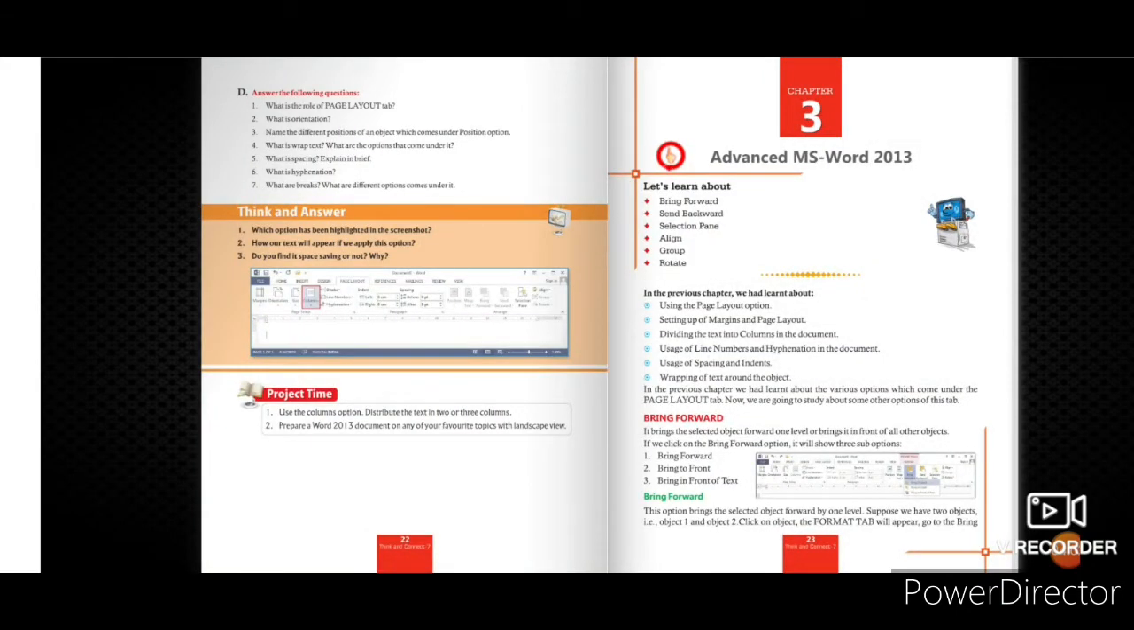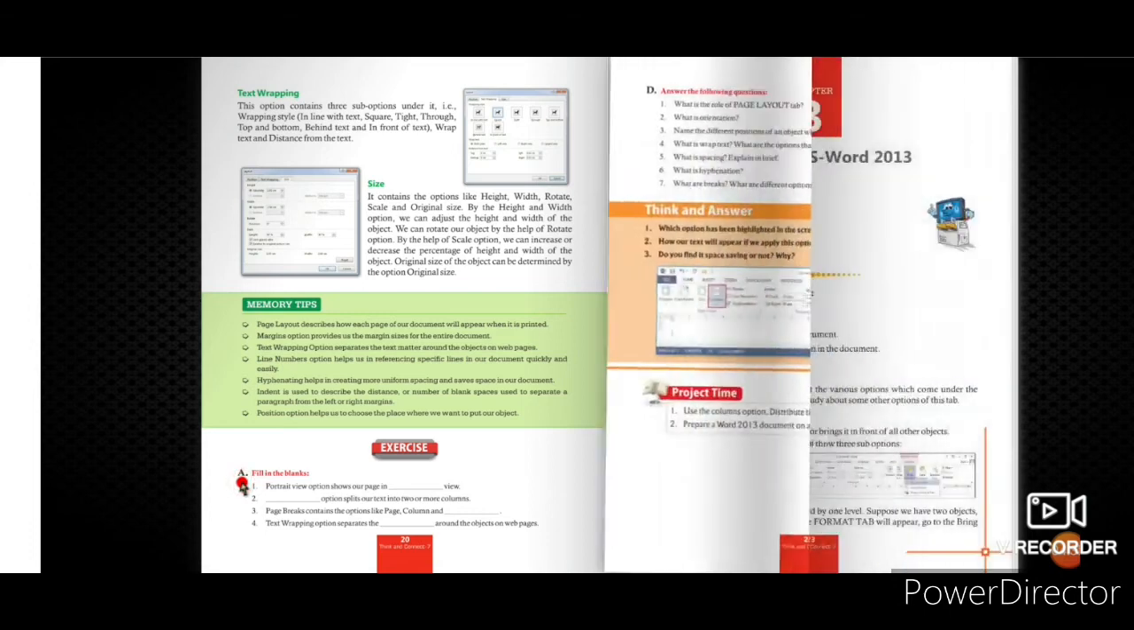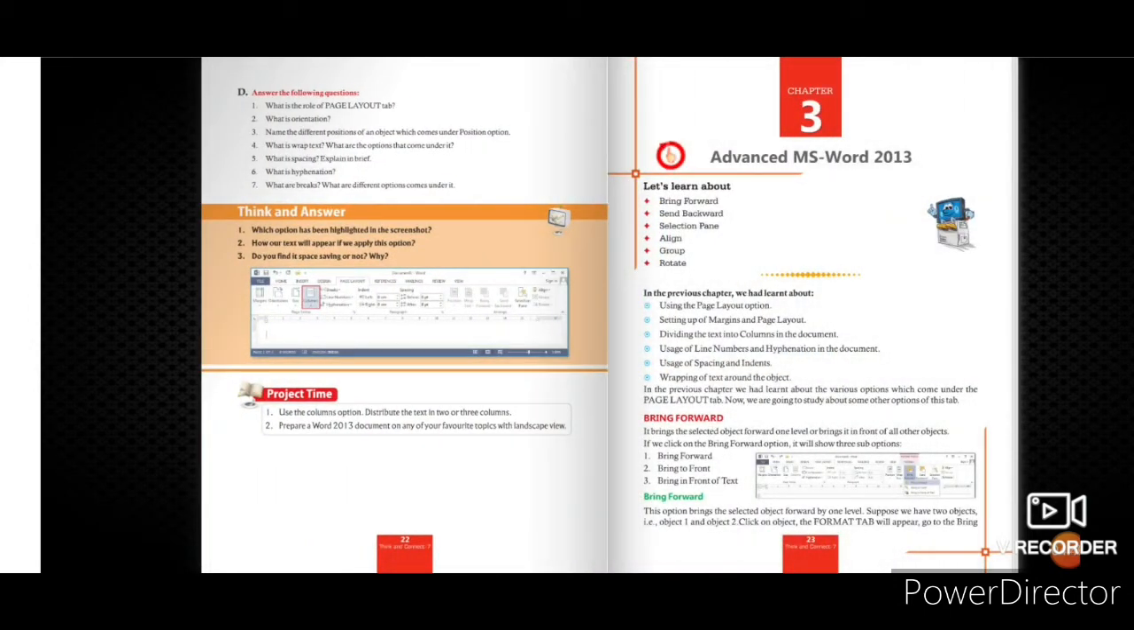Next is, what are breaks and what are the different options that come under it. So students, as an answer of the position object, question number 3rd, you can write the answer from the memory tips: position option helps us to choose the place where we want to put our object. You can use this answer also. And for hyphenation, you can use the last third: hyphenating helps in creating more uniform spacing and saves space in our document. You can write these 2 answers also. And if you're not writing, don't worry, but you can write these also.